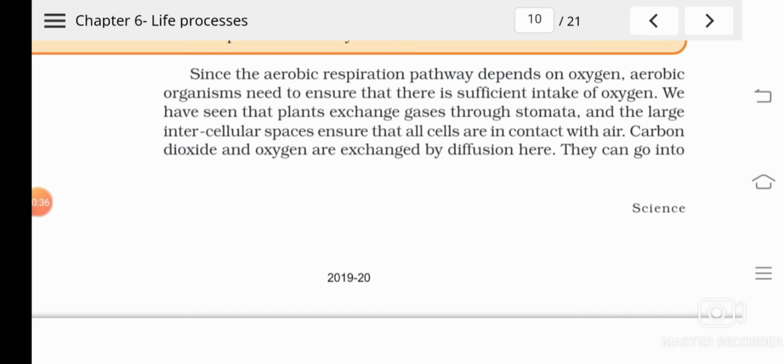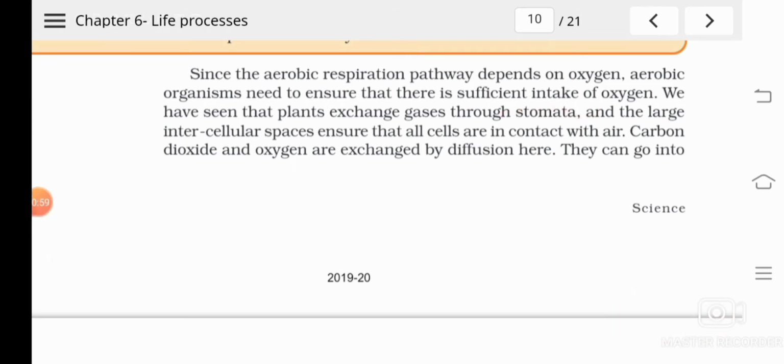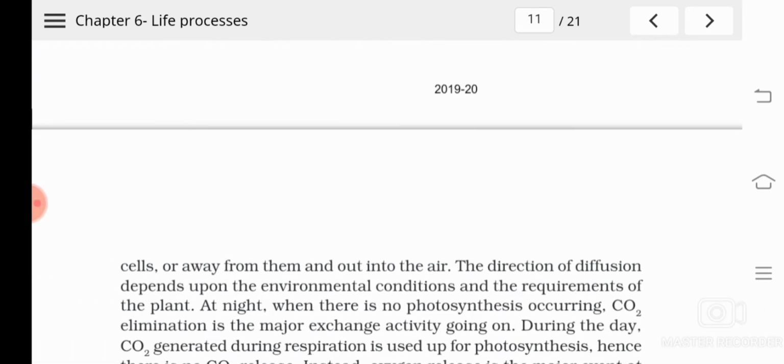As we have discussed, plants also respire, isn't it? And for that, they need oxygen. They take oxygen and release carbon dioxide during respiration. This exchange of gases takes place between the atmosphere and the plant through special pores called stomata. So stomata help in what? Exchange of gases. It takes place through a process called diffusion.